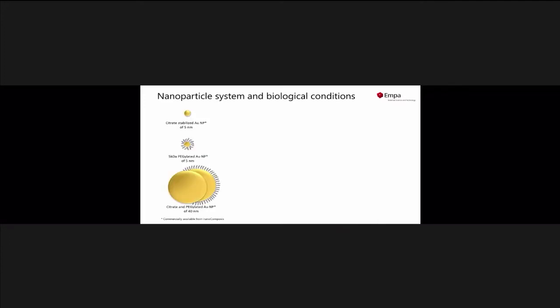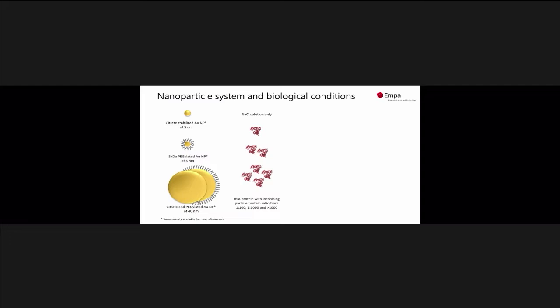So for that, we put together a little library of gold particles, 5 nanometer in size, which are either citrate stabilized or pegylated, and a counterpart of 40 nanometer gold particles as a particle system, which we can well control. Then on the other side, we simplified the biological environment to one single protein. This is human serum albumin, but we use different concentrations to mimic the different ratios of particle versus protein.